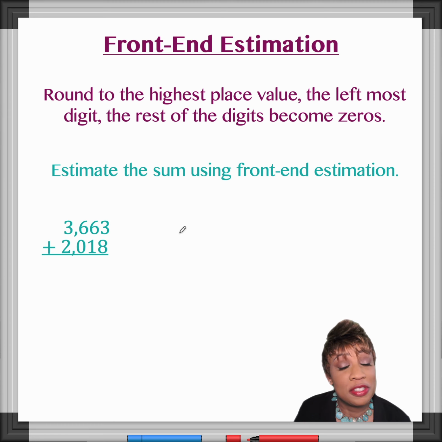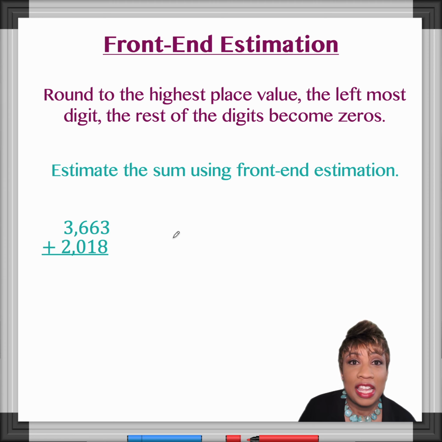Okay, so using front-end estimation. Now, our highest number, place value-wise, is 3 because it's in the thousands. So I'm going to be rounding to the thousands. So I look to the number to the right, which is 6, which is 5 or greater. So this is going to round to 4,000.